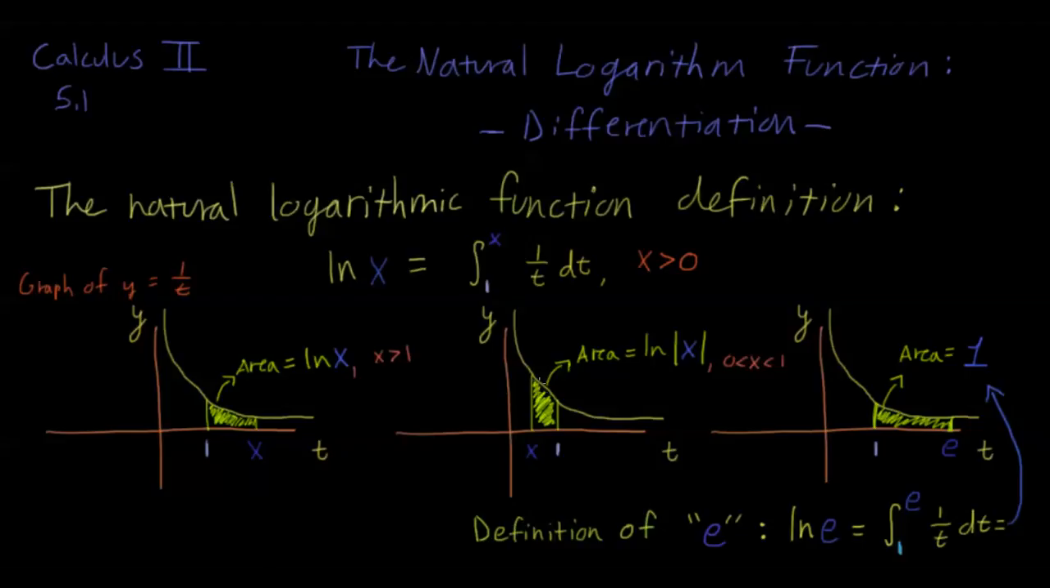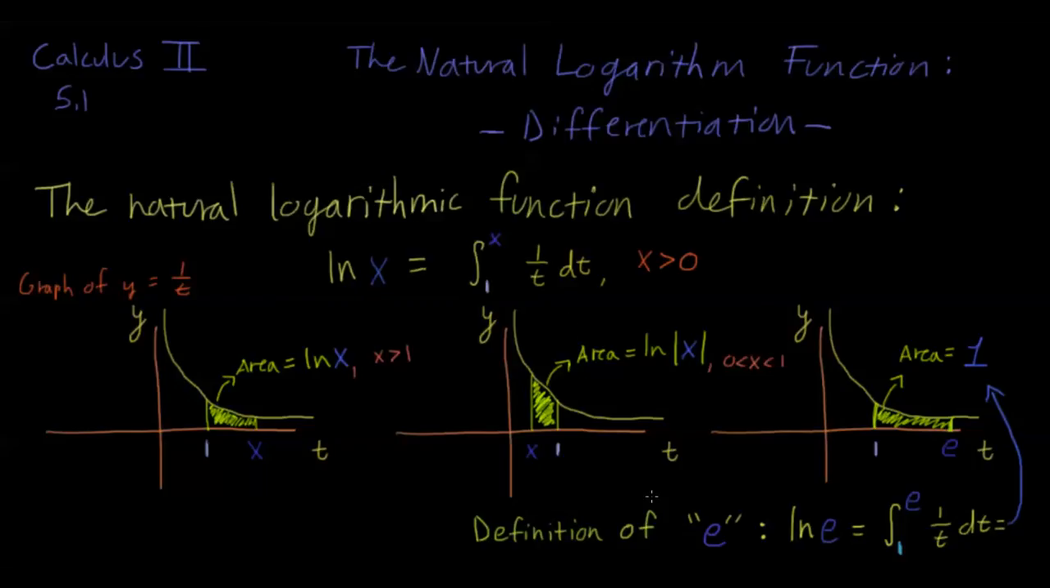Now, if we have x greater than 0 but less than 1, the area underneath the curve from x to 1 of y equals 1 over t is equal to the natural log of the absolute value of x. So that is just the definition of the natural log of x.